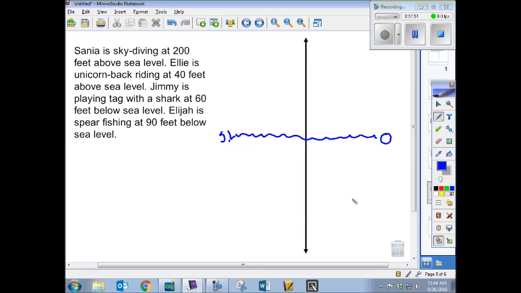She's skydiving at 200 feet above sea level. Where would that be on this number line? Jimmy? Near the top. Okay, like right here? Okay, I agree. Let's put an S for Sanaya, and she's at 200 feet, right, guys? Yep. Okay. Now, Ellie is unicorn back riding at 40 feet above sea level. Where would that be at? Hayden? That'll most likely be a little bit above 0. Just as long as you have it above here, like he said, it's not really important if you have the plotting of it exactly down, but make sure you have it in the general area, okay? And that's Ellie.